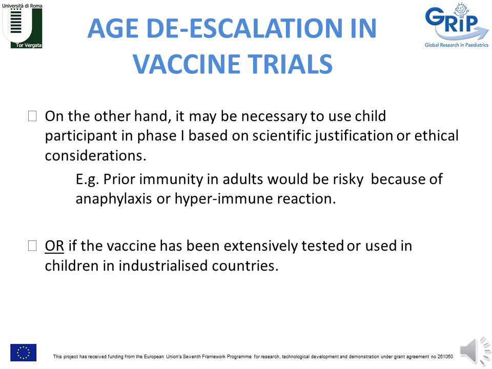The scientific justification or ethical considerations. For example, prior immunity in adults could be risky because of anaphylaxis or hyperimmune reaction due to previous exposures. Or if the vaccine has been extensively tested or used in children in industrialized countries, then it makes sense to test it first in children in the developing countries.